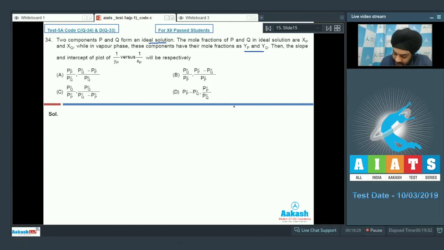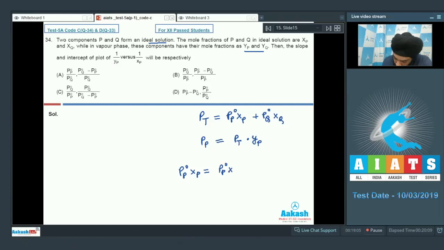So if we talk about the ideal solution which is given to us, we have the total pressure exerted equal to PP naught into XP plus PQ naught into XQ. We can also apply Dalton's law, which says that the partial pressure exerted by P shall be equal to the total pressure into the mole fraction of P in the gaseous phase. So if we combine these two expressions, we're going to have PP naught into XP equal to PP naught XP plus PQ naught XQ into YP. So students, we can rearrange this expression.